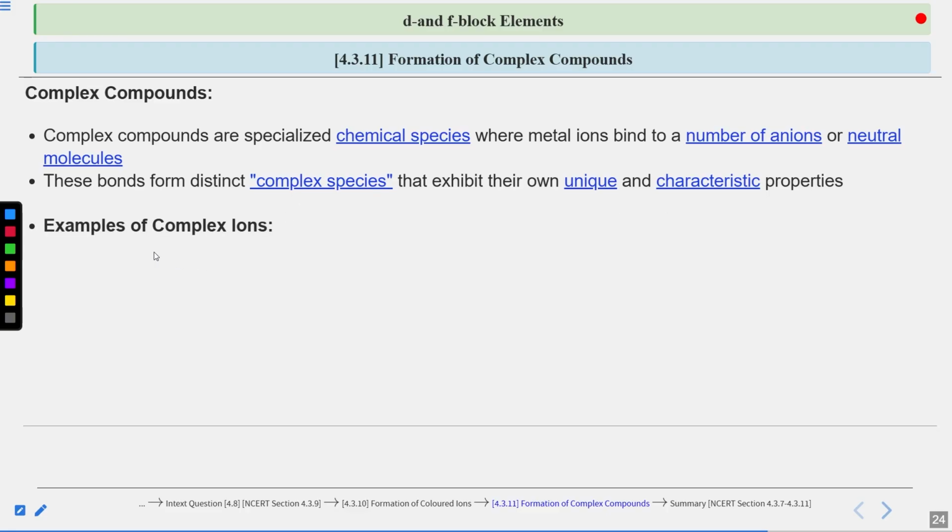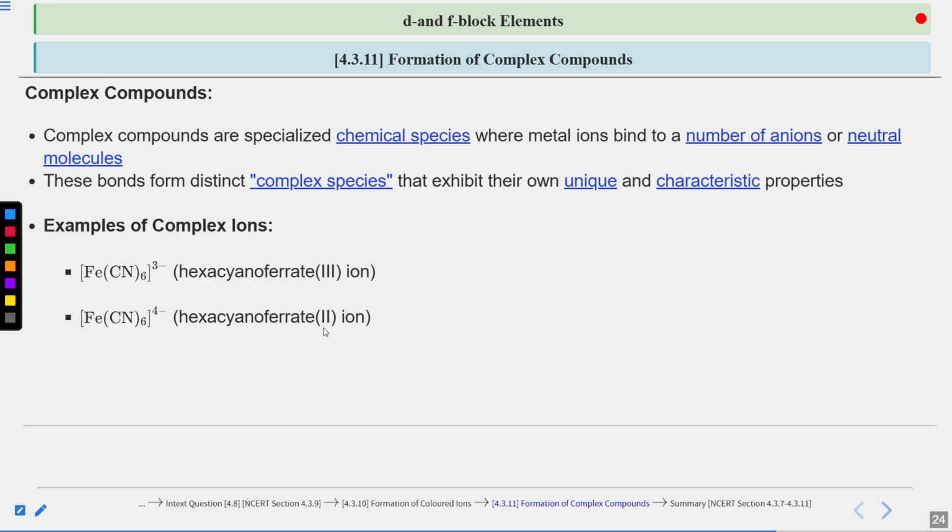Examples of complex ions are [Fe(CN)6]3-, which is the hexacyanoferrate(III) ion. This is a complex ion example where iron is the metal ion to which six cyanide ions, or anions, as ligands are bonding. The second example is [Fe(CN)6]4-, the hexacyanoferrate(II) ion. Then [Cu(NH3)4]2+, the tetraamminecopper(II) ion.